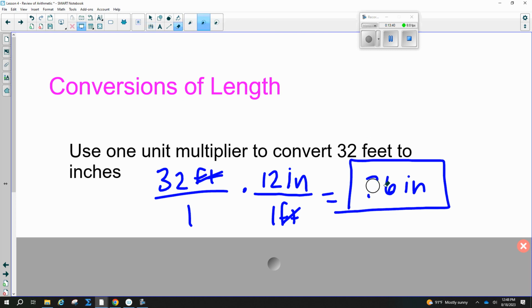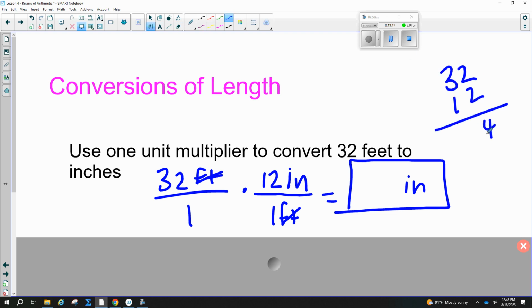So 32 times 12. Let's do this. That makes a lot more sense. Okay. Add a 0, add a 2, add a 3, and add it down, and we get 384. Yay, math. Okay. That was weird.